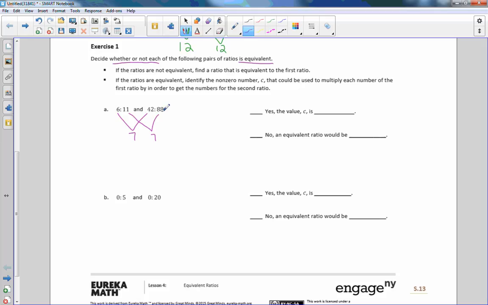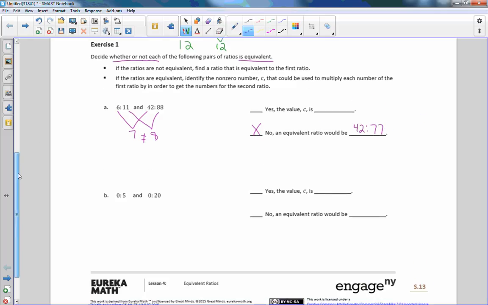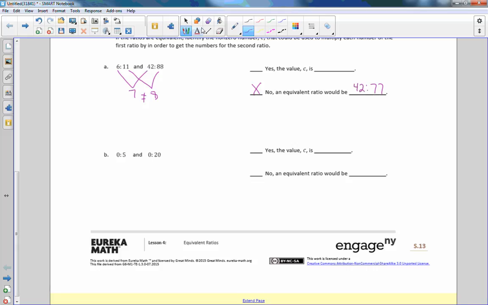11 times 7 is not 88. 11 times 8 is 88. So no, they are not equivalent, because I needed to multiply 6 by 7 to get 42, and 11 times 8 to get 88. These two numbers are not equal. An equivalent ratio would be 42 to 11 times 7, which is 77. Okay, next one. 0 to 5.